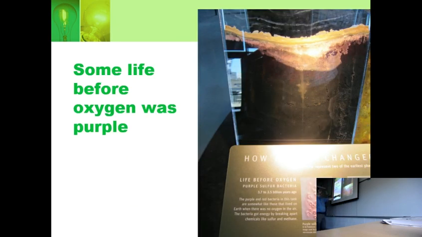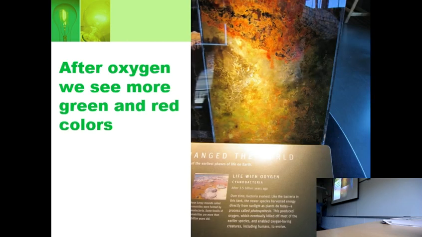And if you look before oxygen, you have purple sulfur bacteria. The purple sulfur works in a low oxygen environment, and it reflects the kind of light that you're not using. The energy you're using it for is not the energy that you need for photosynthesis, so less energy captured means a different color. So purple means low energy, and after oxygen you see more red and green.